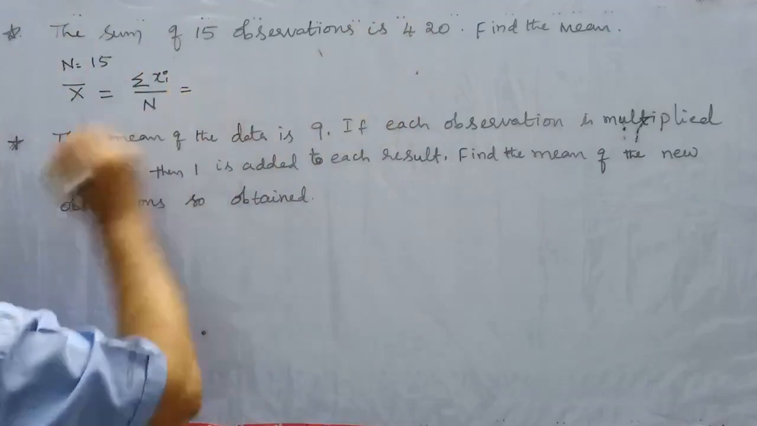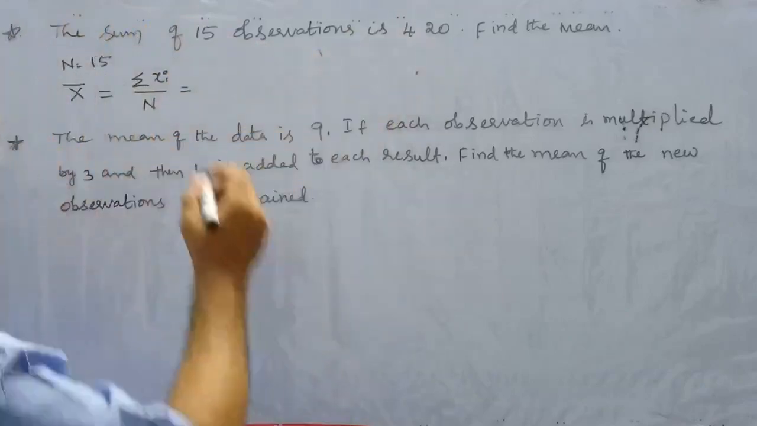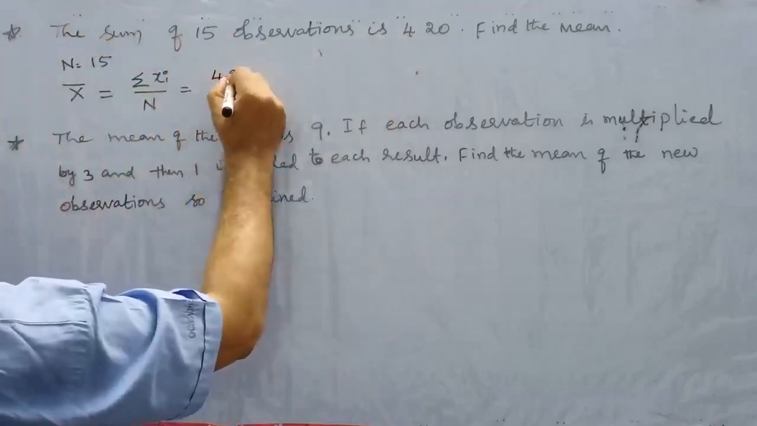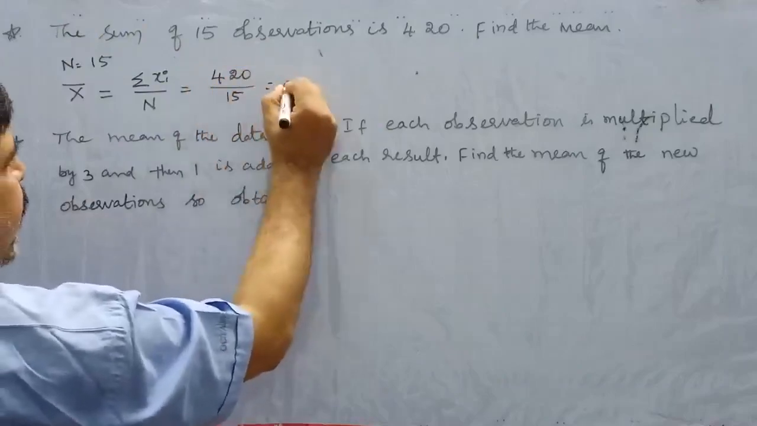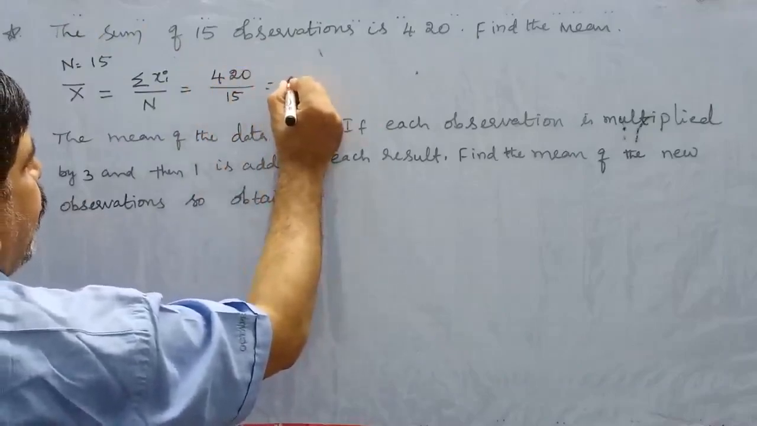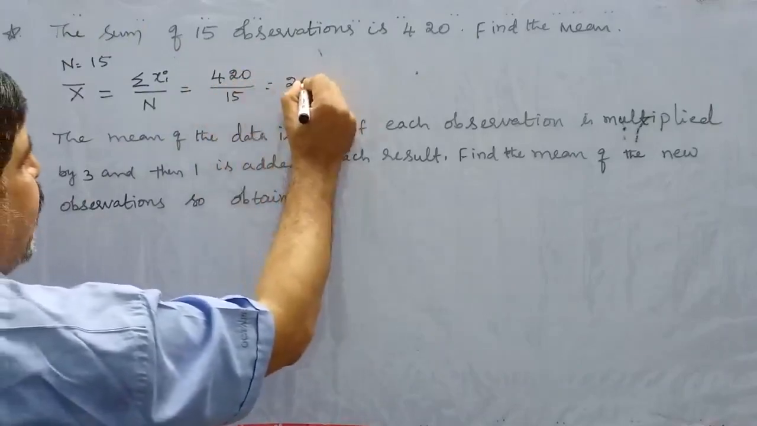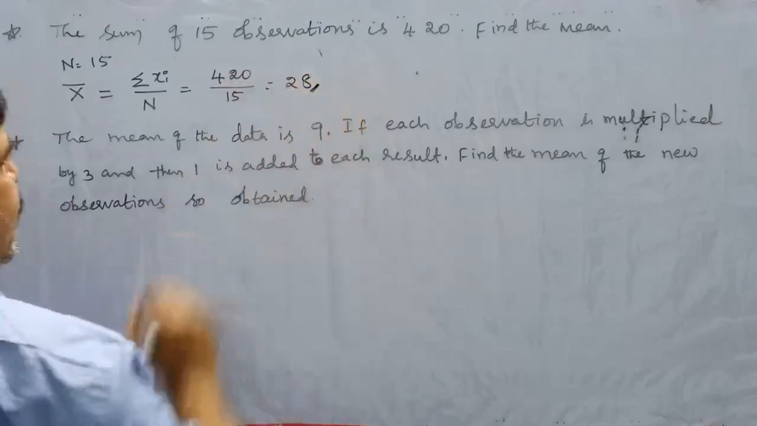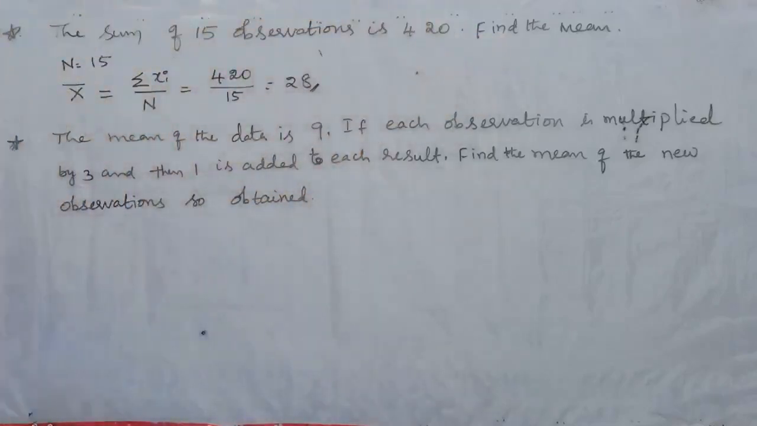X bar is equal to sigma xi by n. Now x bar is equal to how much? The sum of 15 observations is 420. So 420 by n, 15. 15 2s are 30. Remainder 12. 15 8s are 120. So 28 is the mean of the observations. Okay. Next question.